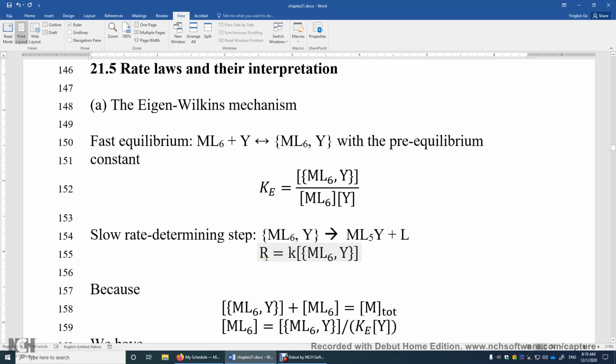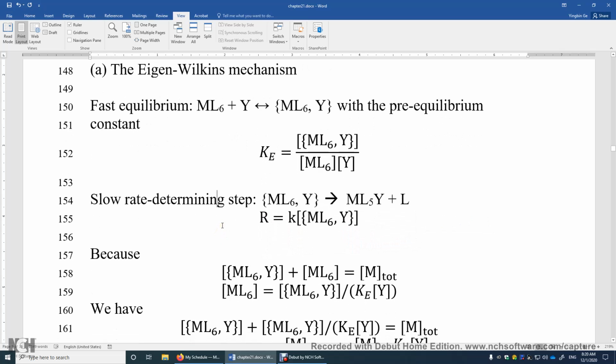Overall, the reaction rate is determined by the rate limiting step, so it's going to be just k times the concentration of the intermediate. Over here, this k is the rate constant for this first order reaction.